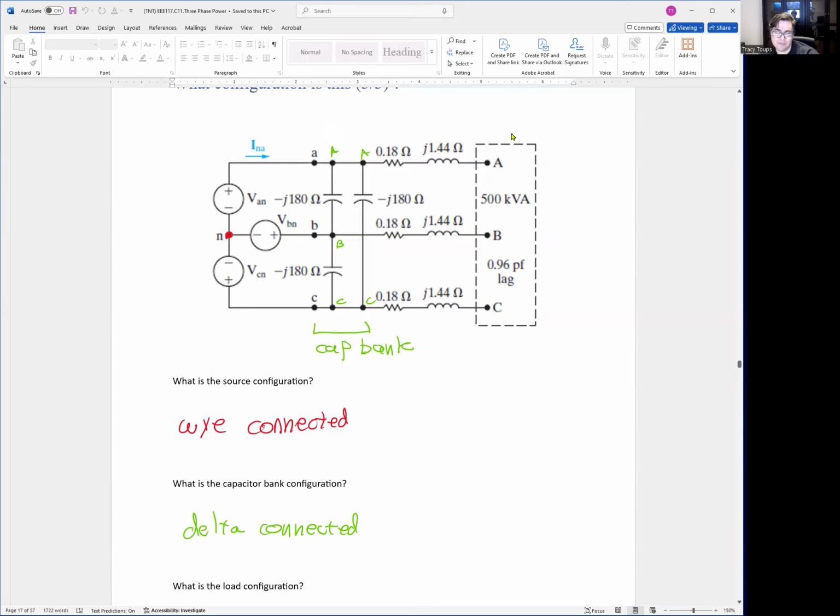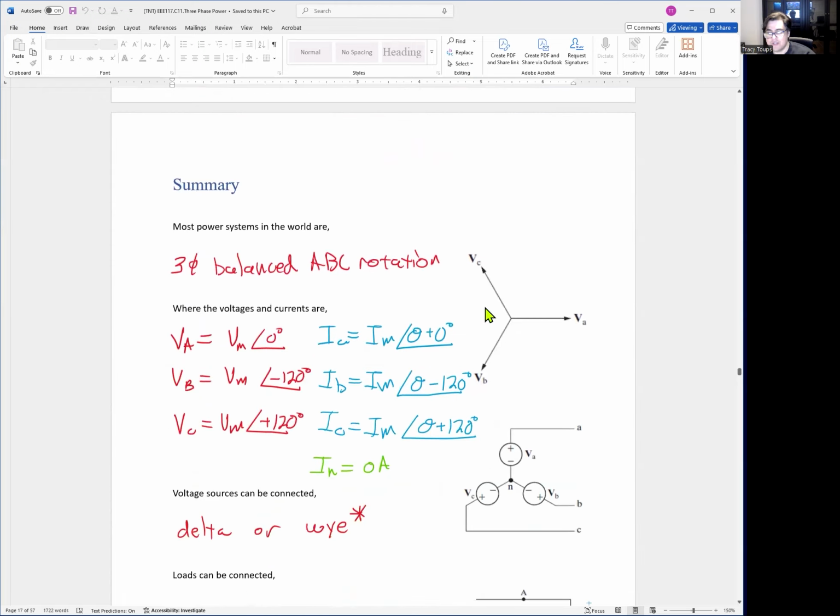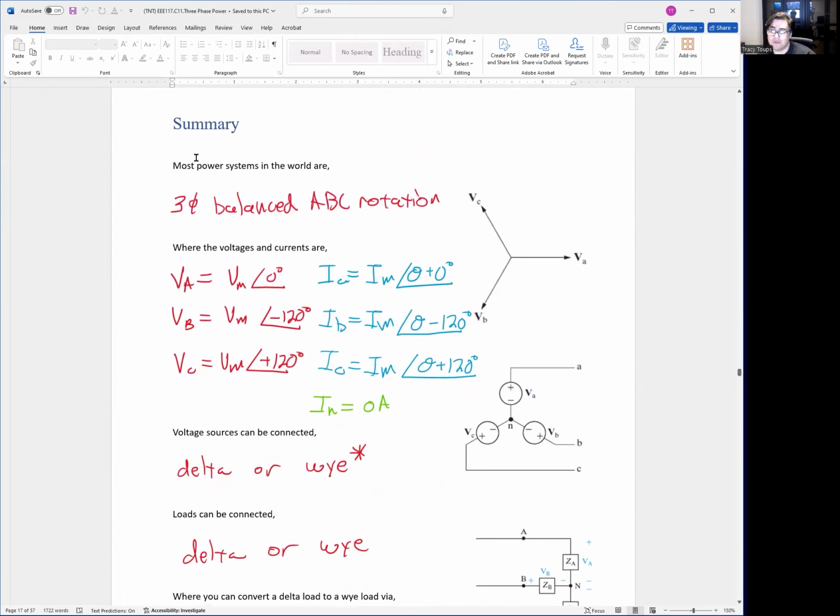So maybe they didn't need it to do this circuit analysis, but they really should have said, hey, this is a Y or delta connected load, in case you want to open up the box and go inside, right? Now, if I had to guess, I would most likely guess this is a Y connected load because they're more common. But I can't 100% say that. It's unknown. Okay, so that's kind of a summary of the three-phase systems.